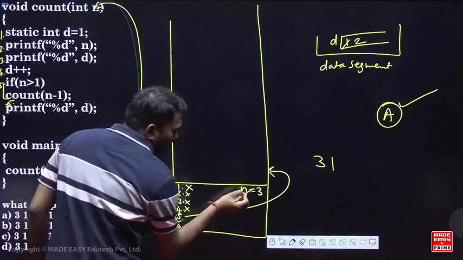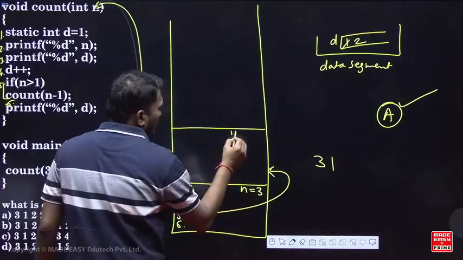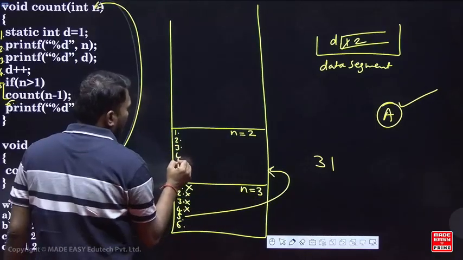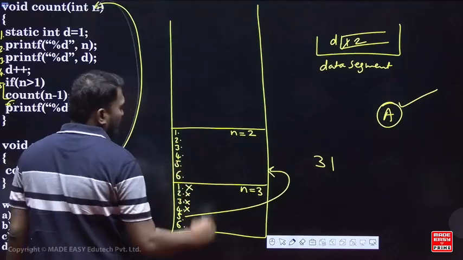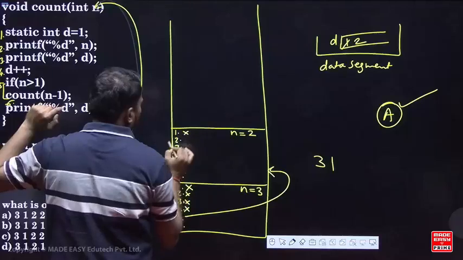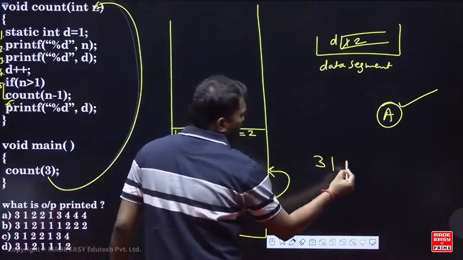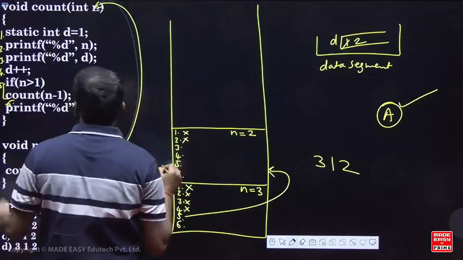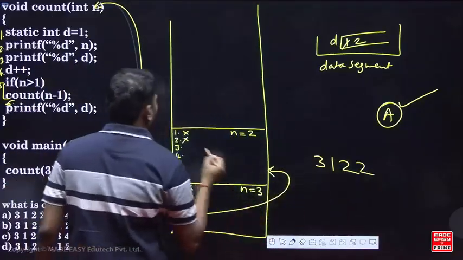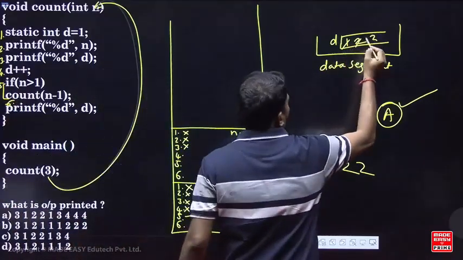What is the n value in this activation record? 3. You are passing n minus 1. So it means the n value you receive is 2. And again you have to execute how many statements? Same, 6 statements. 1, 2, 3, 4, 5, 6. Now what is the first statement? Static. It will skip. Now second statement printf %ld n. What is the n value here? 2. So 2 will be printed. And afterwards printf %ld d. Now tell me what's the d value? 2. 2 will be printed. Third statement done. Next fourth statement d plus plus. So the d value becomes 3.